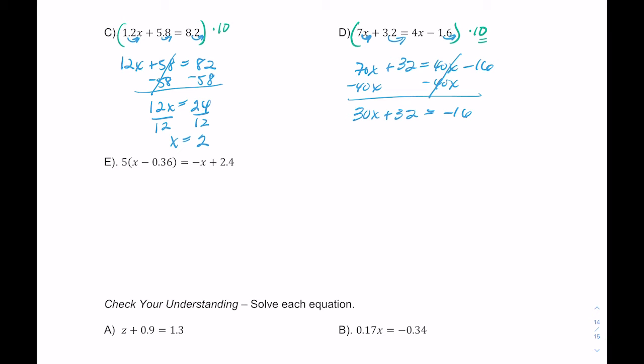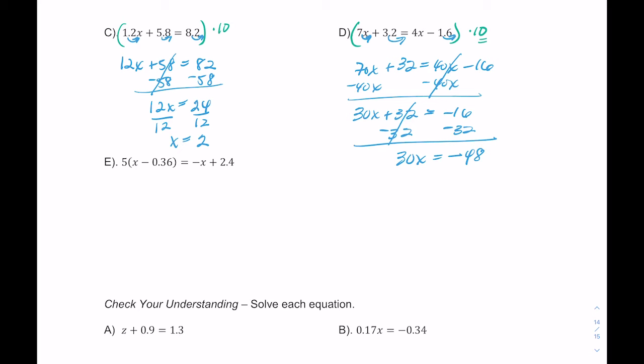Okay, now I need to move this number, 32, over with the other number, because I can't just combine them unless they're on the same side. So to do that, I'm going to subtract 32 from both sides. And again, the reason is because I was adding, so we do the opposite. And 32 minus 32 cancels, and you get 30x equals negative 16 minus 32. So we're adding, right? Adding two negatives, that's a negative. You just add them and keep the sign. So 2 plus 6 is 8, 1 plus 3 is 4. So it comes out to negative 48.